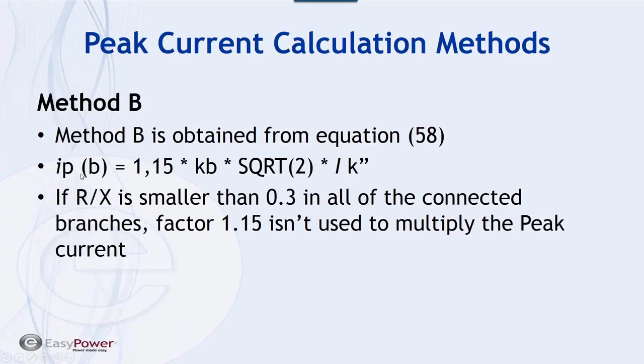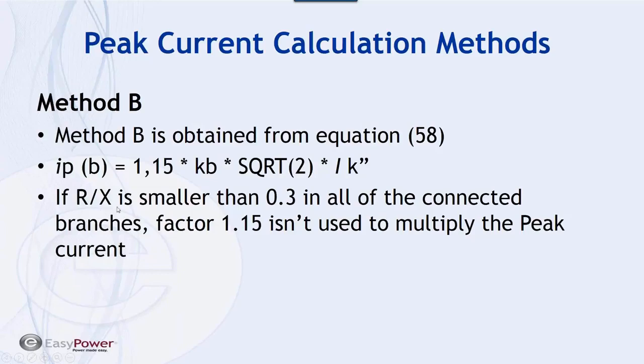Okay, what it means, this is the formula to calculate the peak for method B in IEC. This is our famous initial current. This is a square root of 2. This is a factor IEC defines, and this is the 1.15. So what it's telling us is that this 1.15 is not always part of this peak calculation method. It sometimes is here and sometimes isn't. And if it meets this requirement here, it won't be here.